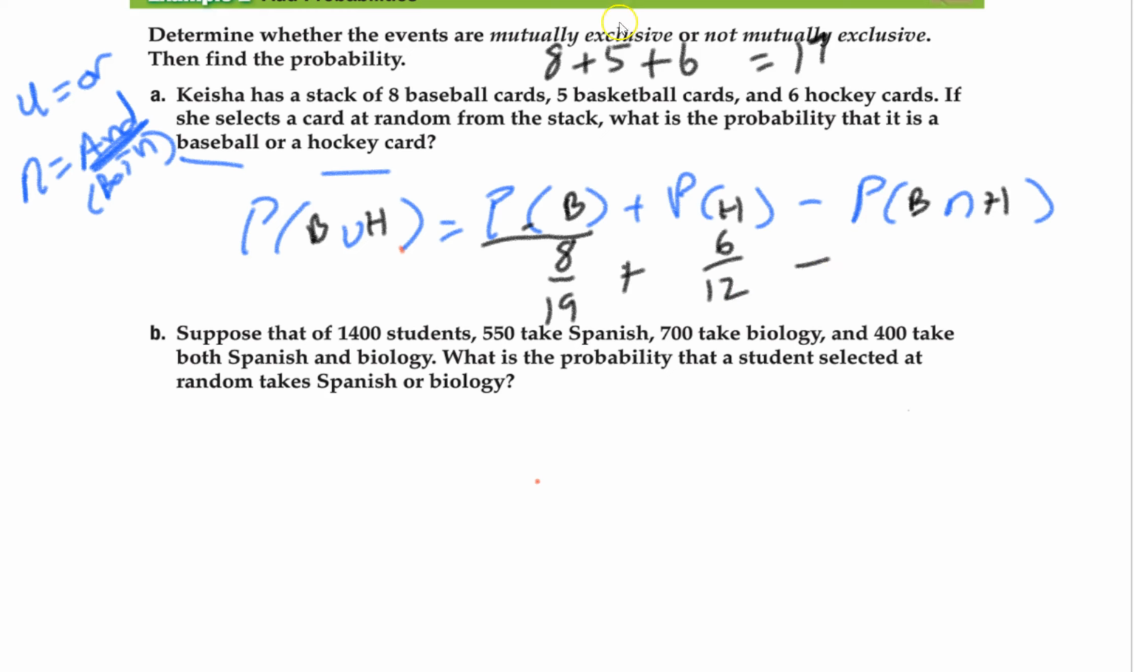Now here's what we talk about: is it mutually exclusive or not? Is there a card that's both baseball and hockey? There's not. I can't get a baseball and hockey card. There's no card that has both sports. So this is 0, which means it's mutually exclusive. They have nothing in common. So if I add those up, this should have been 19, I don't know why I put 12, and I get 14 out of 19.